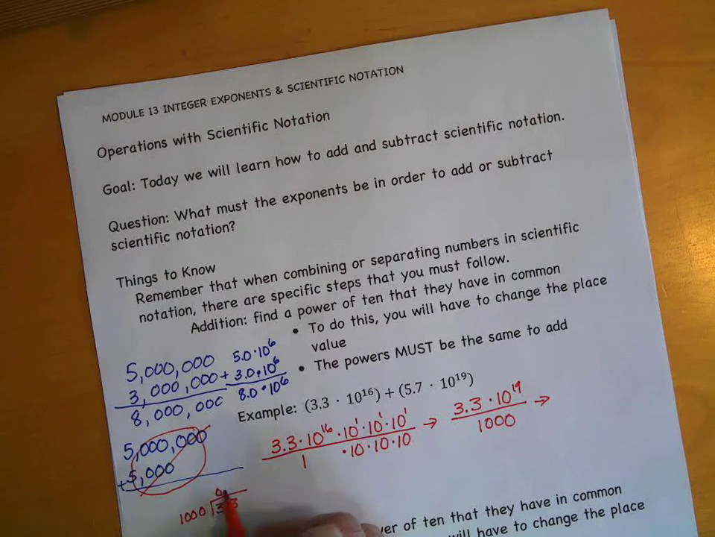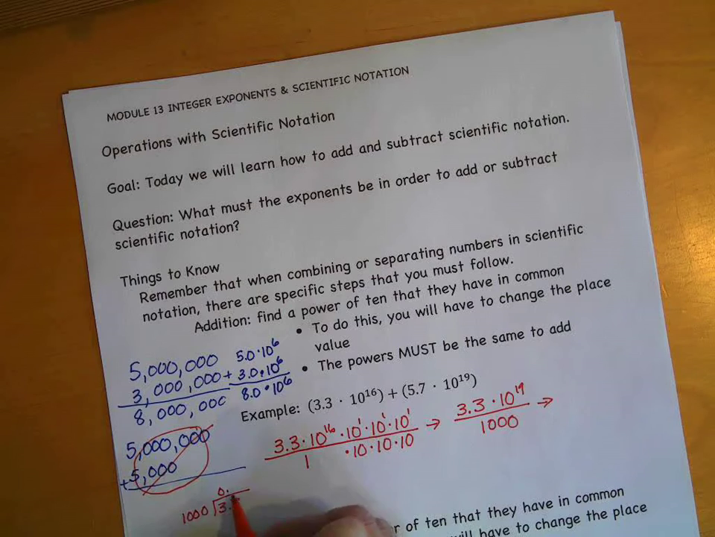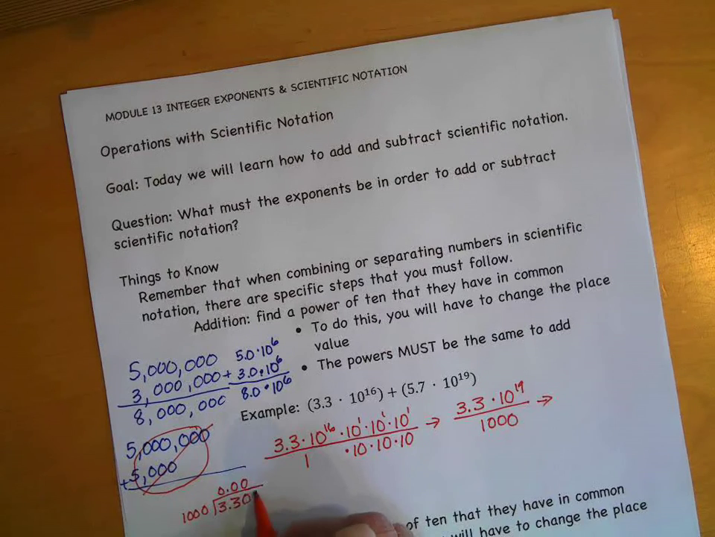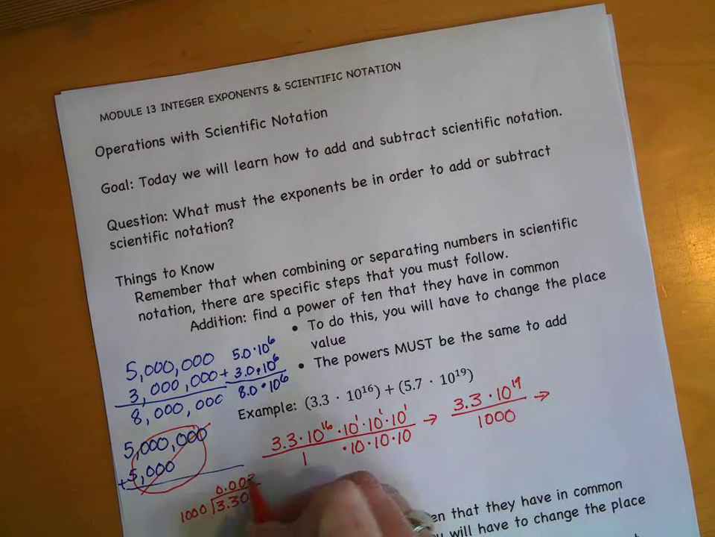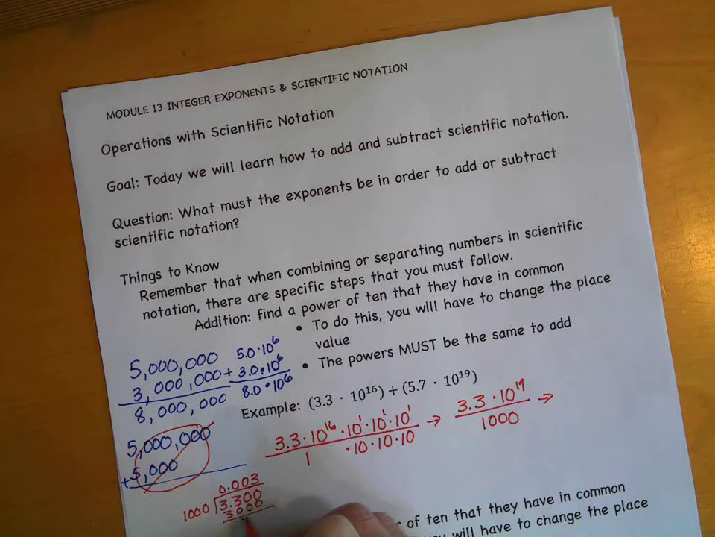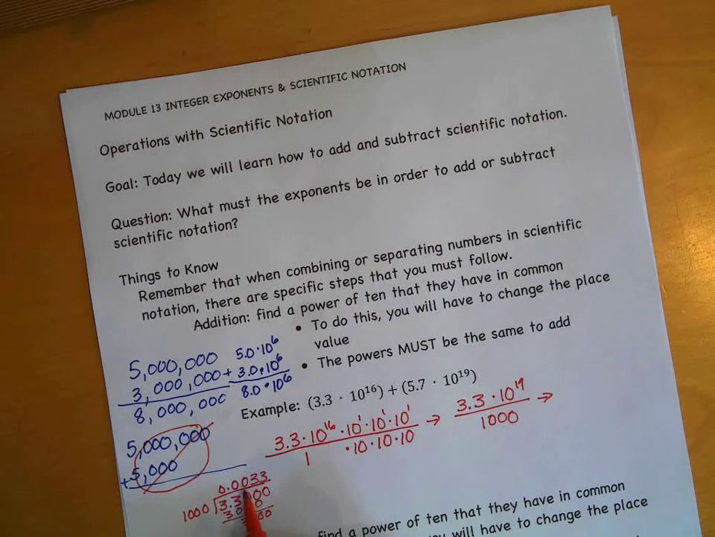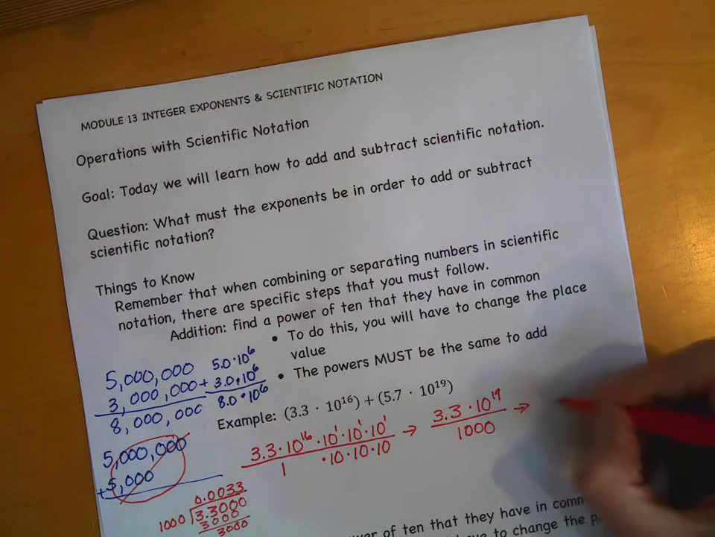Can 1,000 go into 3? No, 0 is what we say. Can 1,000 go into 33? No. Can 1,000 go into 330? No. Can 1,000 go into 3,300? Yes, and that would give us 3,000. Subtract it off, and now we have one more 0. Can 1,000 go into 3,000? Yes, 3 times. So this right here is actually what your number now looks like.